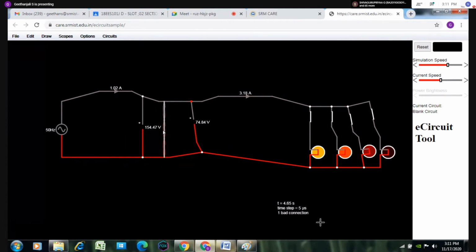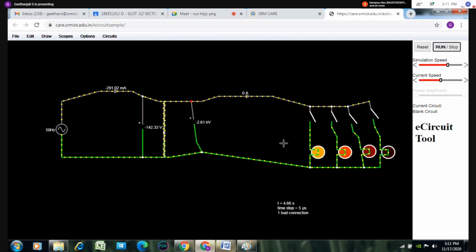Do you have any doubt regarding this experiment? The main thing is after giving the connection, you have to take the no load reading. No load means you should not connect any load in the secondary side. You have to open all the lamps. Take the reading; since the secondary is open, no current flows.